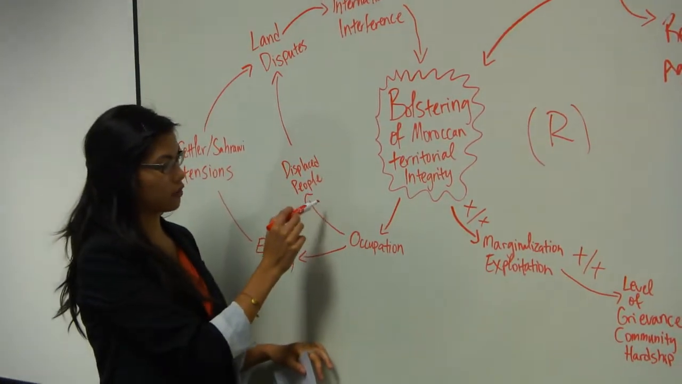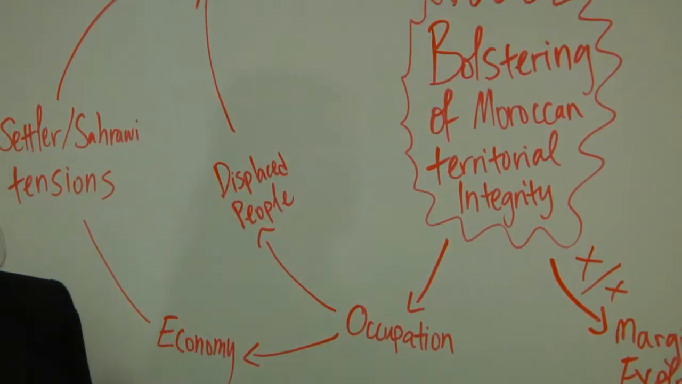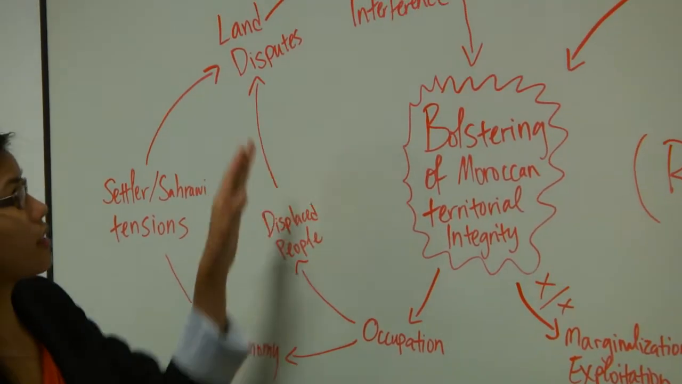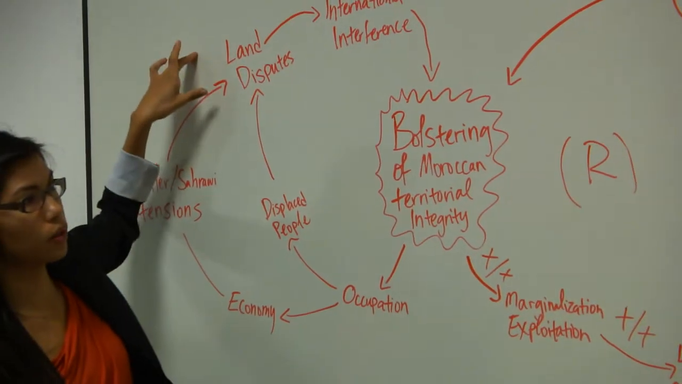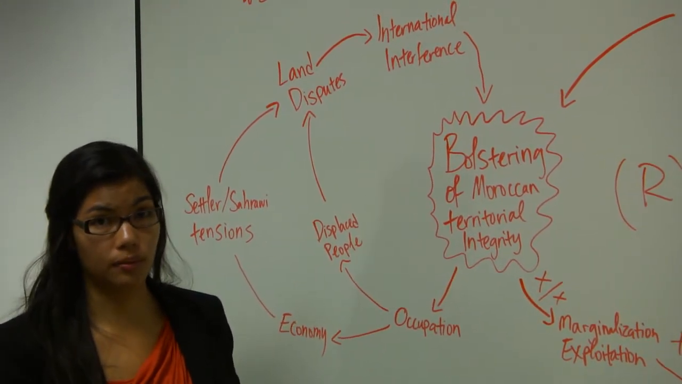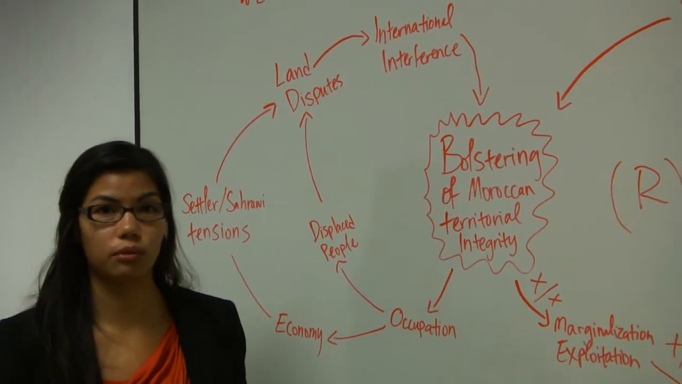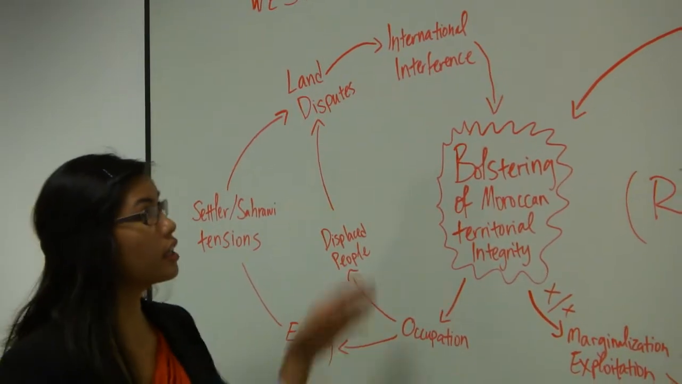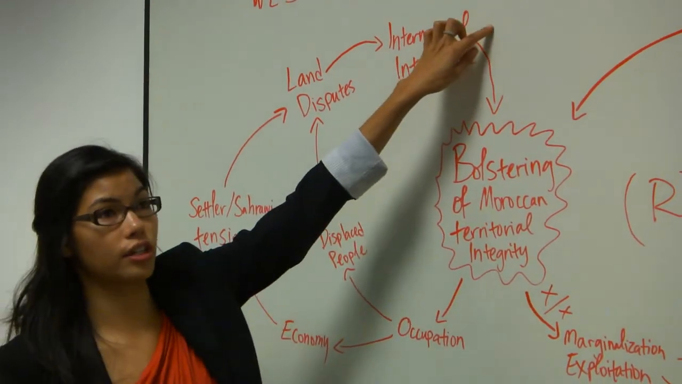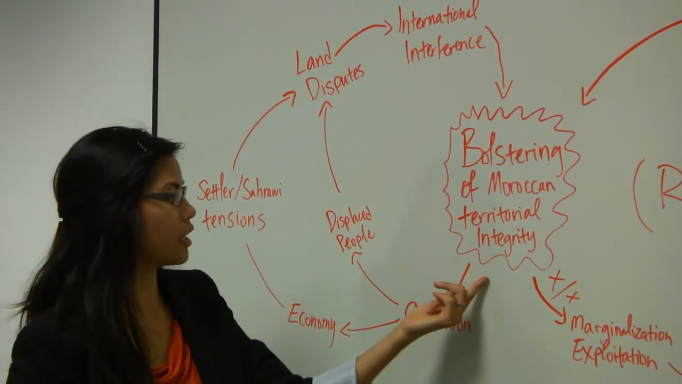You have another structural factor of displaced people, which directly relates to land disputes, because if you have people that are displaced expecting to go back to their homeland, there's a link there. And this land dispute also has serious implications for other world economies, as in the United States and France and Great Britain and other trading partners. There's implications for Morocco's neighbors, Mauritania and Algeria. You have a lot of international interference, so that's fed into here. And the more the international world pushes on Morocco, again, the more they want to bolster that territorial integrity.